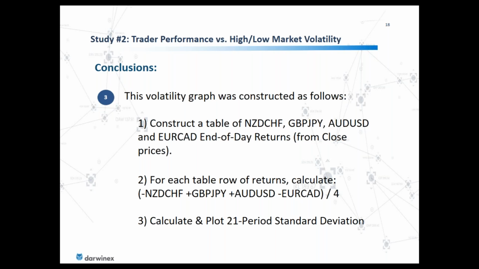You then, for each row of returns in this table, calculate the sum of returns based on this particular direction pattern that we've proposed here: negative NZD-CHF plus GBP-JPY plus AUD-USD minus EUR/CAD. Sum those all together with those directions and divide by 4, because there are 4 assets in consideration here. Once you now have this new series of returns, you calculate and plot a 21-period standard deviation.